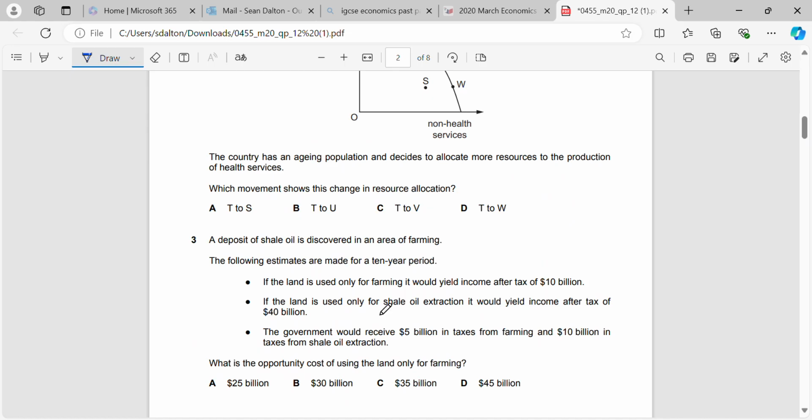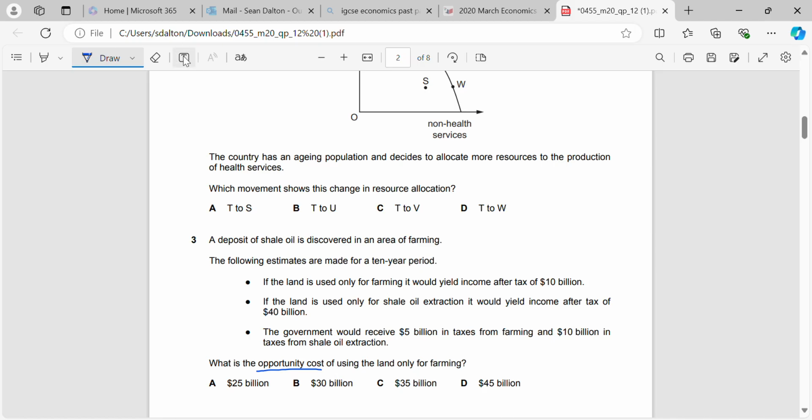Okay, question 3. I'm sure if you watch the videos you've seen this question has come up before, on 2 or 3 different occasions, right? And every year, even though it comes up, students still get it wrong. So, we're asked to calculate the opportunity cost for only using it for farming. So basically we have to take what would we have got from using it for shale oil extraction, what would we have got from farming, and then we'll calculate the loss that we've had.